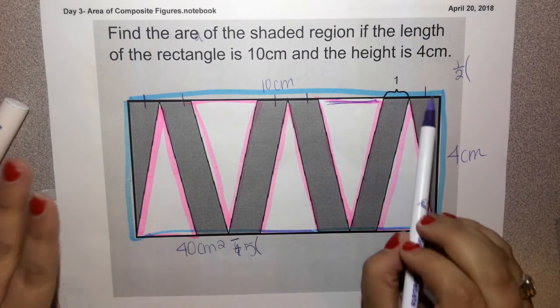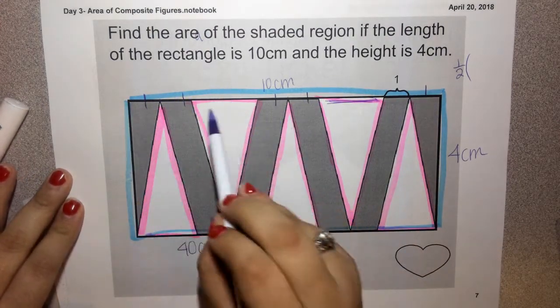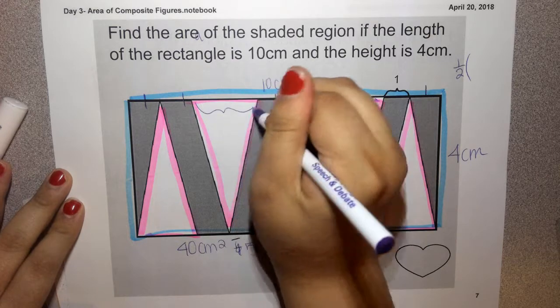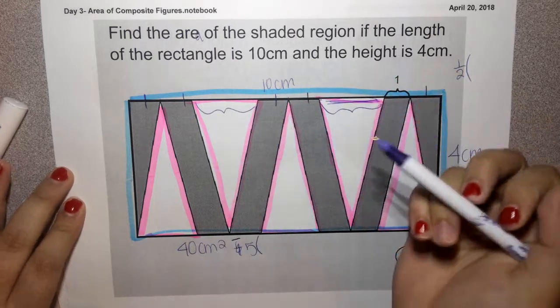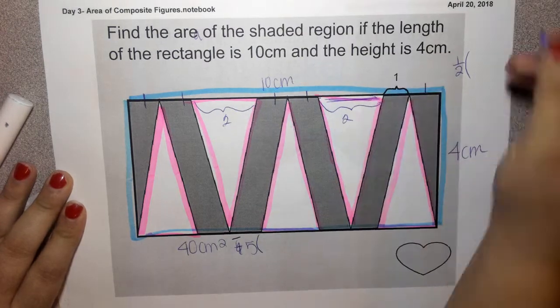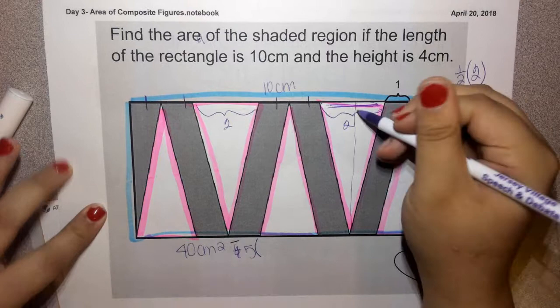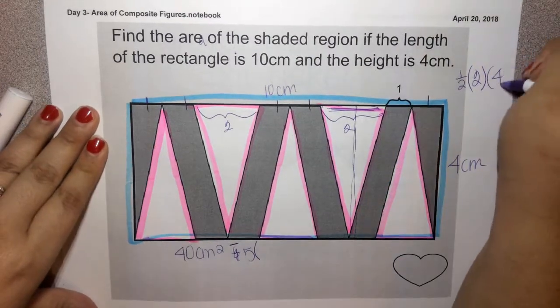So I have 1, 2, 3, 4, 5, 6 of them shaded. So how much is left over for the not shaded? 4. But I have 2 not shaded, so this is going to be 2 and 2. So my base is 2. What is my height? 4.